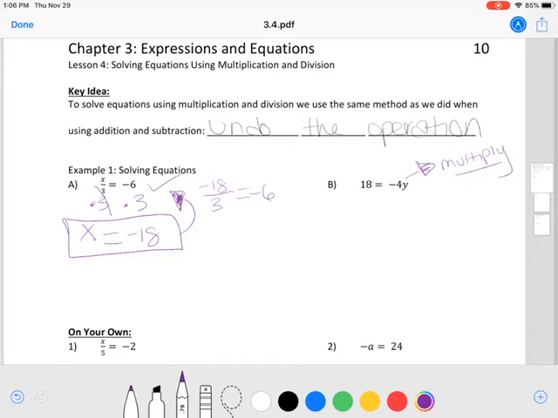So if our operation is multiplication, to undo that operation, we're going to have to divide. So we're going to have to divide by negative 4 on both sides. Divide by negative 4. So you would have 18 divided by negative 4 equals y. And if we divide that out, because 4 can't go into 18 wholly.